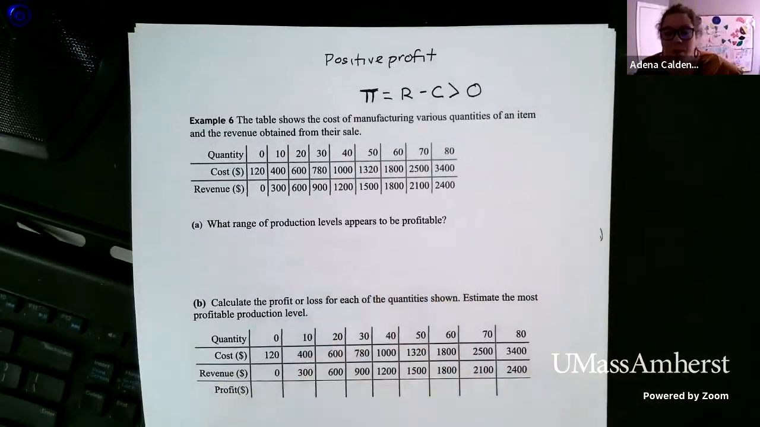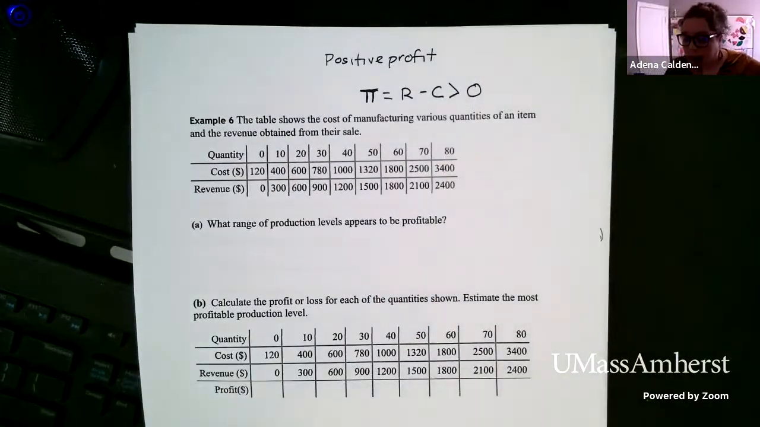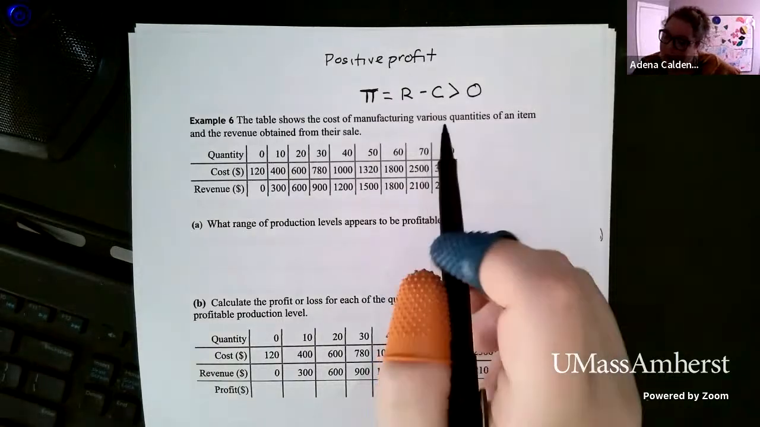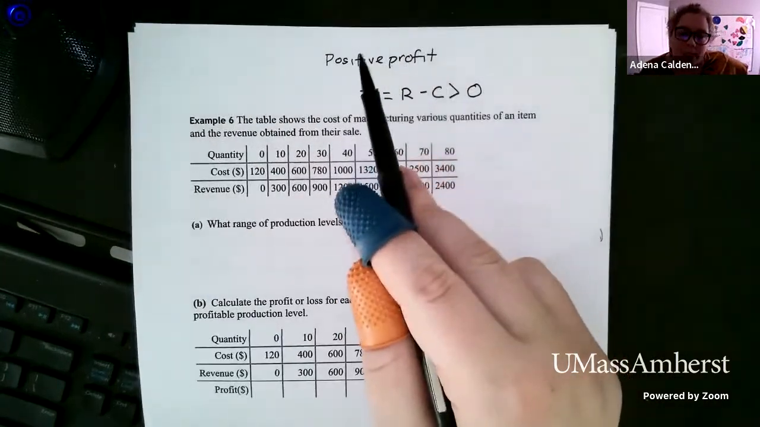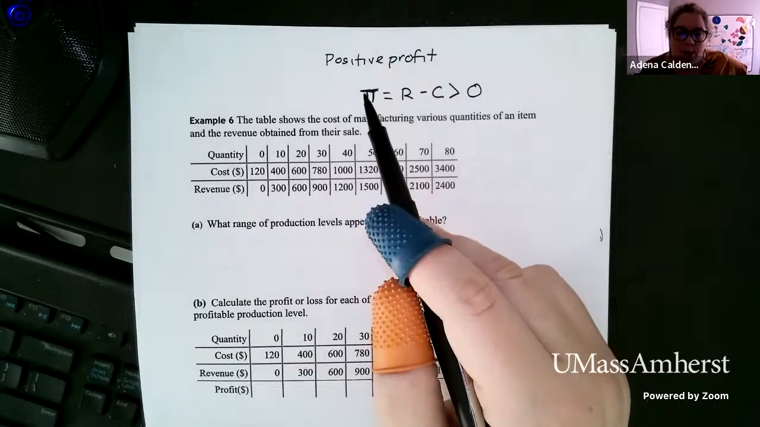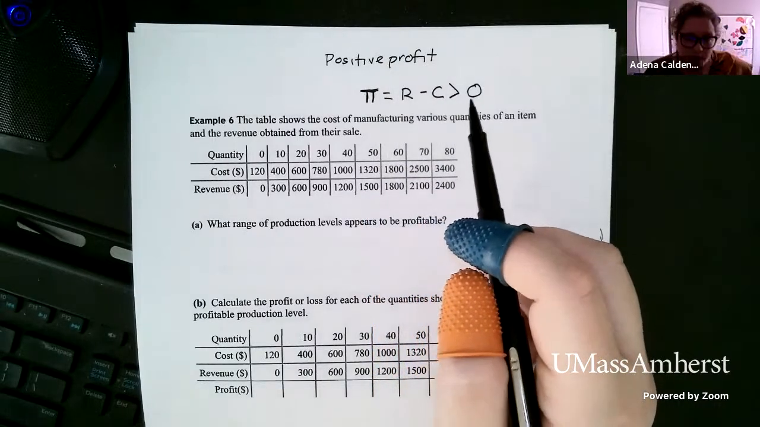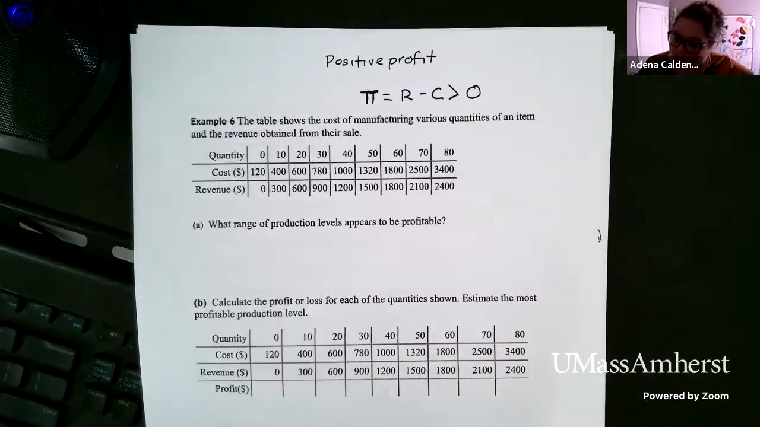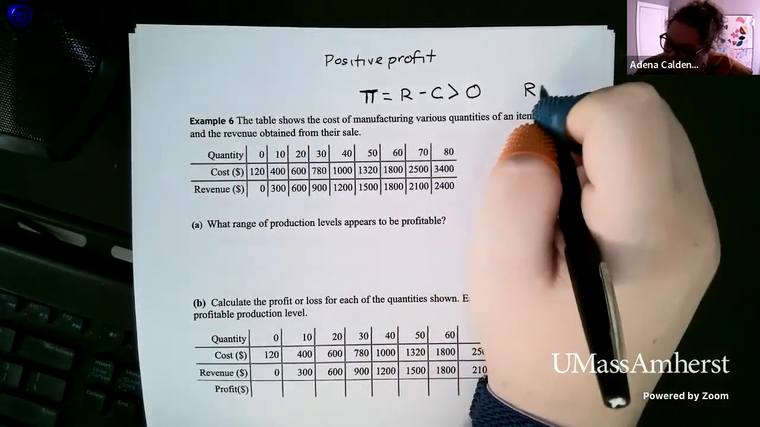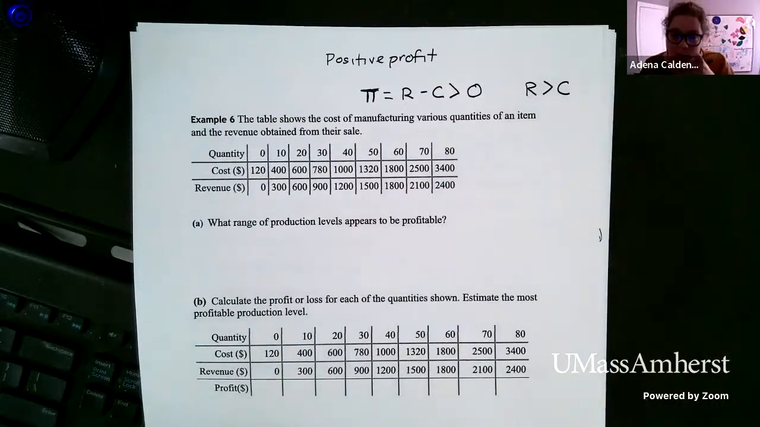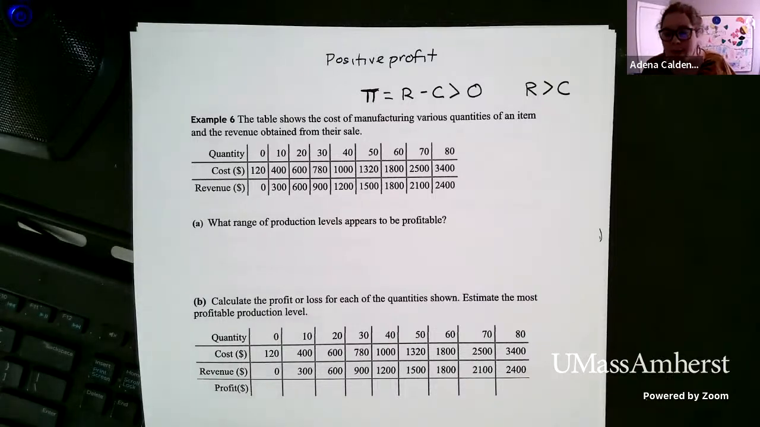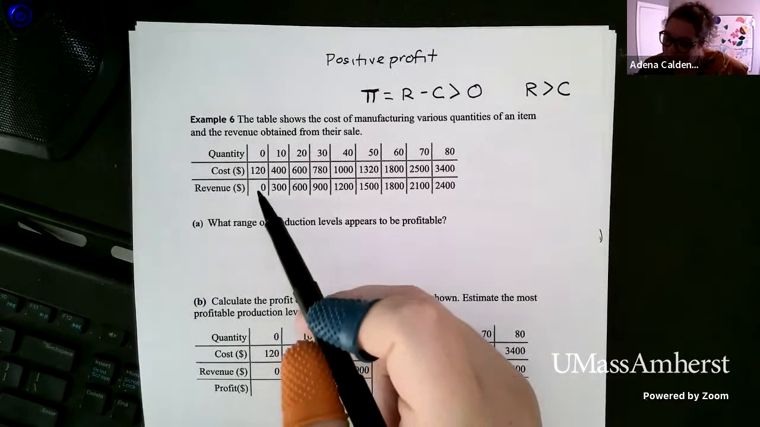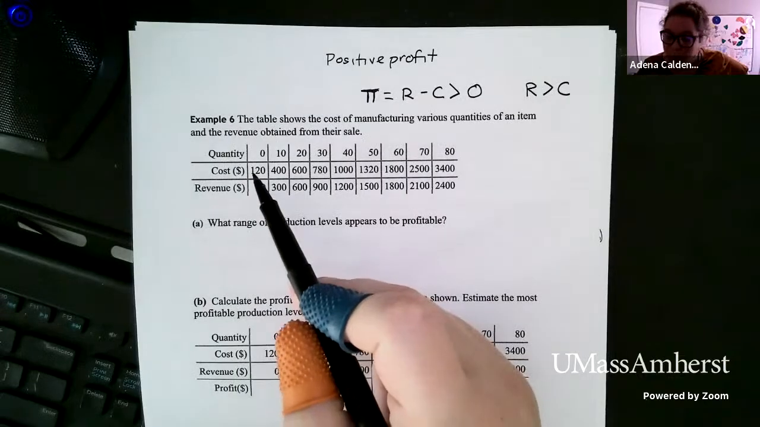All right. So what I'm hoping you started to figure out is that in order for us to have a positive profit, we need our profit to be greater than 0, which means that revenue minus cost has to be greater than 0, which means that revenue has to be bigger than cost. If the amount of money we take in is more than the amount we spend, then we have a positive profit. So if we look at each step, we ask, is revenue bigger than cost?